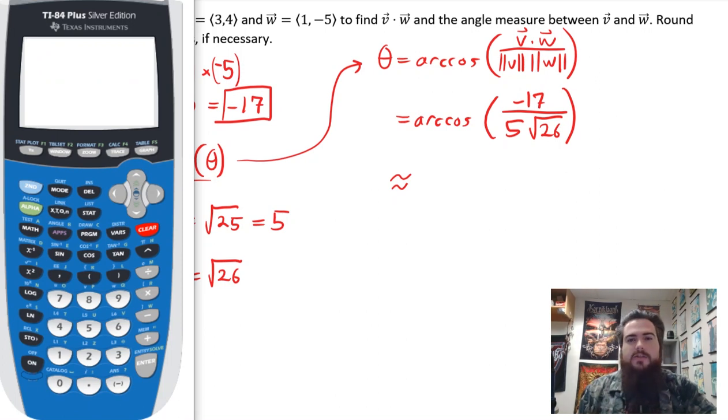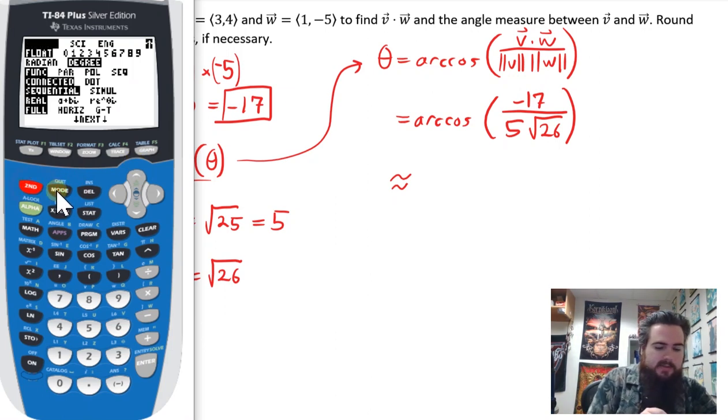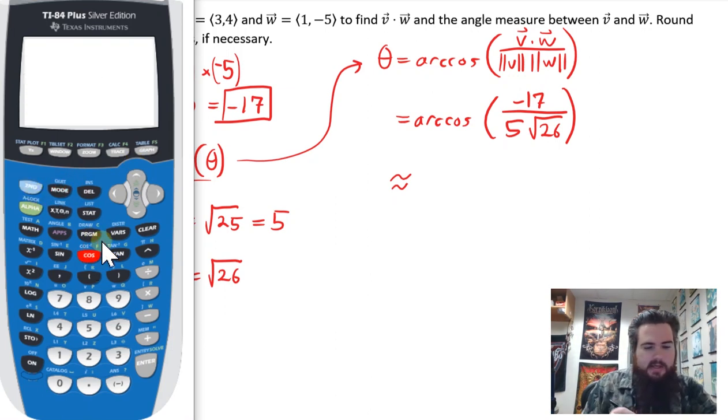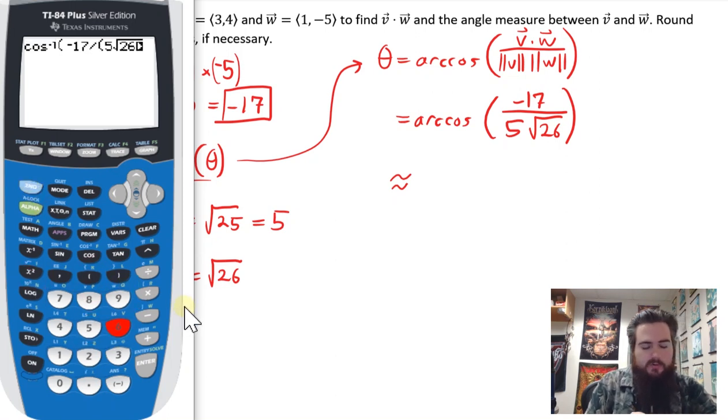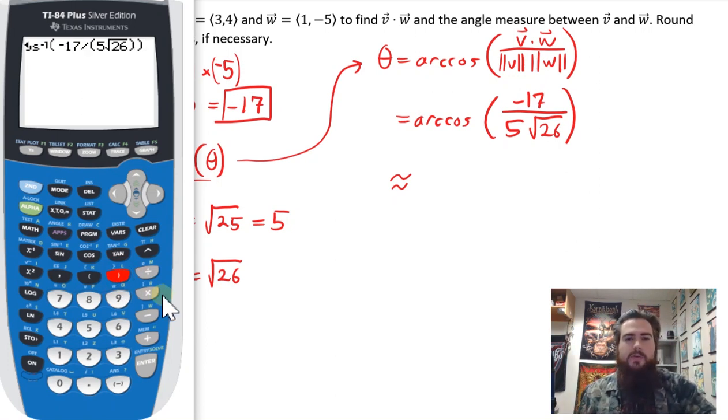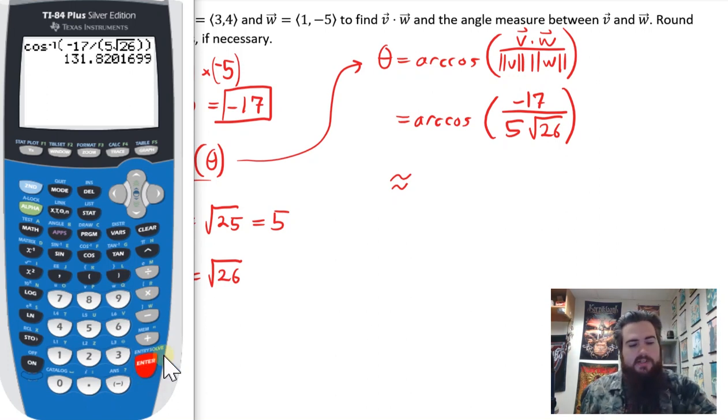I'm going to get this into degree mode, so let's make sure that we are in degree mode for that purpose. We have arc cosine of negative 17 divided by 5 times square root of 26. Make sure that root 26 is actually in the denominator, so parentheses are your friend if you do that all at once. And that gives us an obtuse angle measure, as I expected, of 131, to 2 decimal places, 0.82.